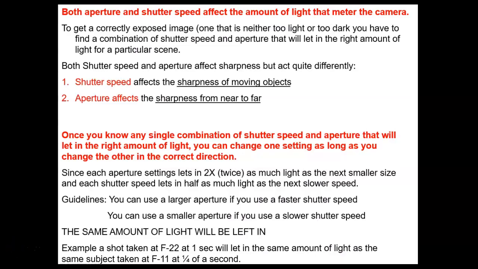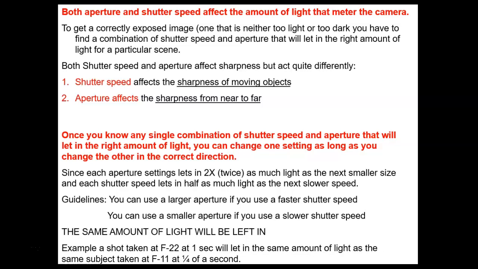All right. Both aperture and shutter speed affect the amount of light that enters the camera. To get a correctly exposed image, one that is neither too light nor too dark, you have to find a combination of shutter speed and aperture that will let in the right amount of light for a particular scene. Both affect sharpness or blurriness, but act quite differently. Again, shutter speed affects the sharpness of moving objects, and the aperture affects the sharpness from near to far. Once you know any single combination of shutter speed and aperture that will let in the right amount of light, you can change one setting as long as you change the other in the correct direction.